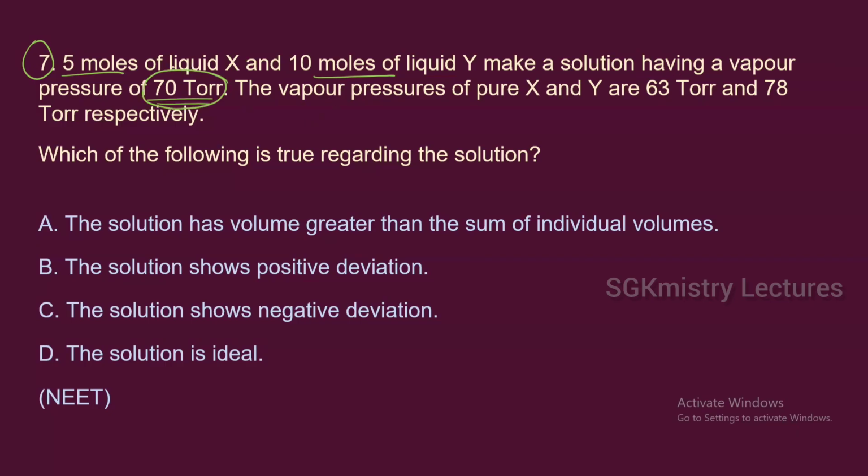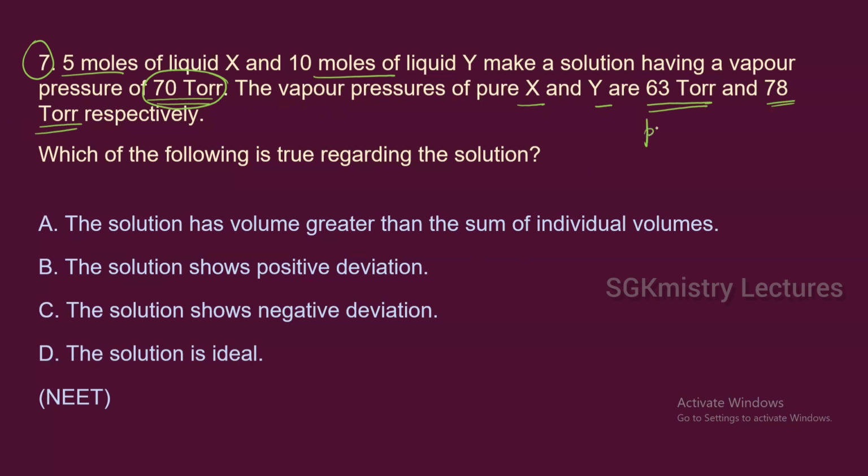So this is the total vapor pressure after mixing both of these liquids. Based on 5 moles and 10 moles, they have mentioned separately. After mixing them, the vapor pressure, when it is measured, comes up to 70 torr. The vapor pressures of pure X and pure Y are 73 torr and 78 torr respectively.